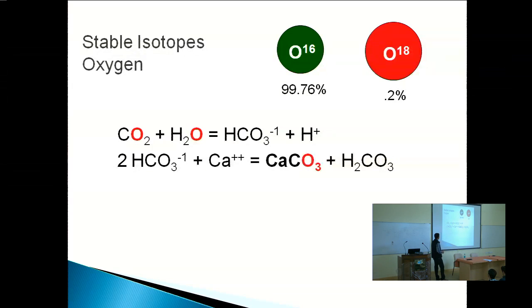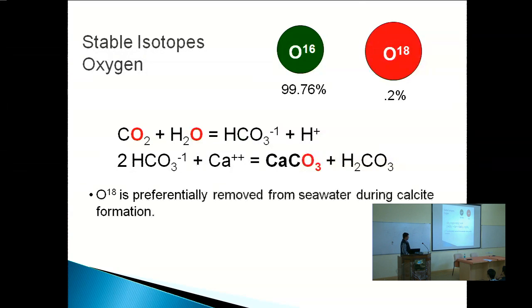Okay, so now if you're talking about CO2, two oxygens come from carbon dioxide, one oxygen comes from water, and it goes and stays there and forms calcium carbonate. So what happens in this process? This species, O18, is preferentially removed from water during calcite formation.